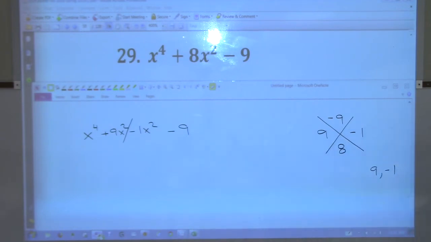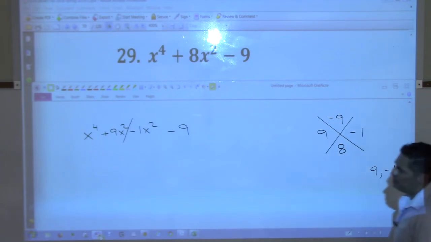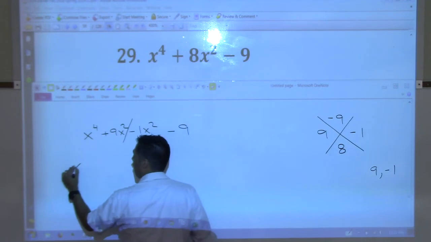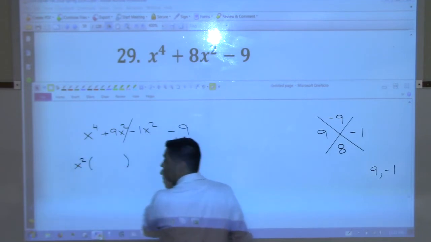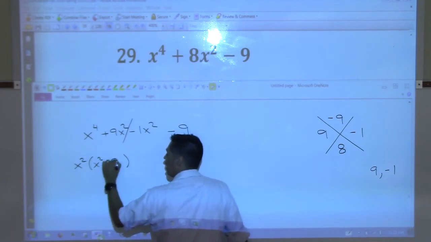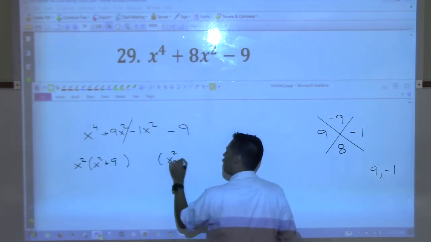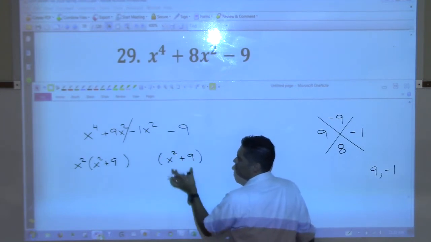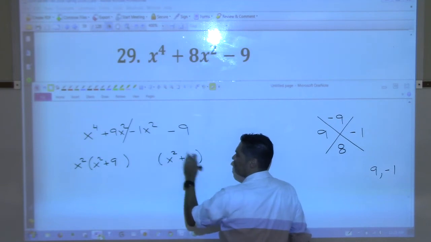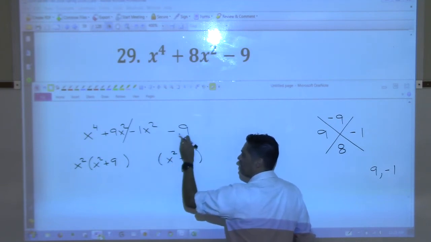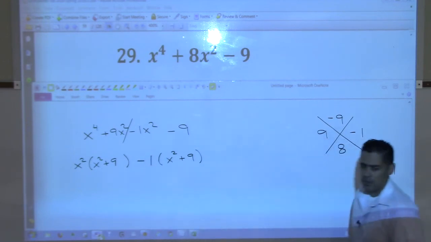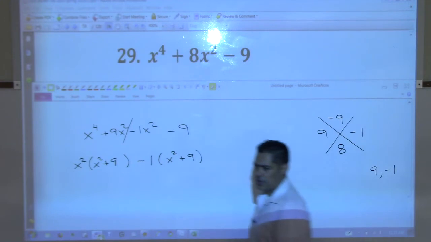Ooh, okay, this one's going to be interesting. What can you pull out of the first two? X squared comes out of both, right? So you can pull x squared out. What would you be left with if you pulled x squared out? X squared plus 9. And now we need the same thing here, right? So we need these to match. So what do we need to multiply by here to get back -1x squared minus 9? Minus 1. Minus 1. Any questions on that step there?